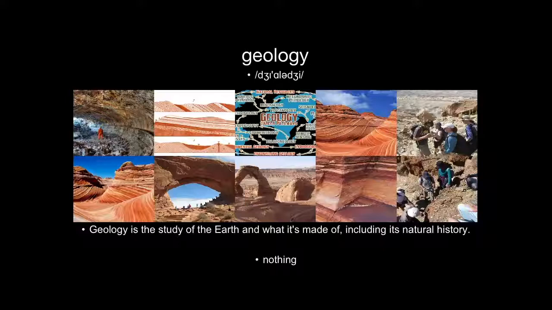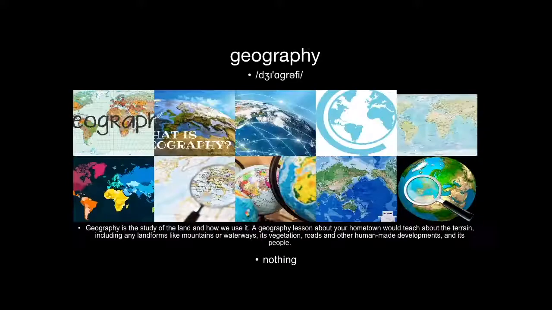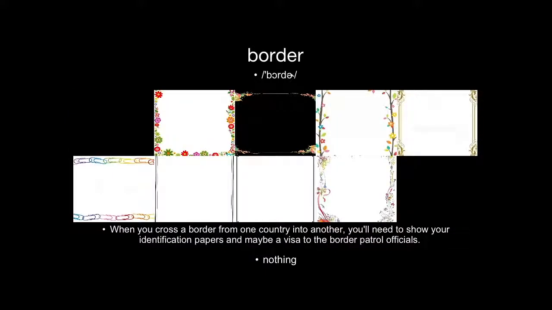Geology. Geology is the study of the earth and what it's made of, including its natural history. Geography. Geography is the study of the land and how we use it. A geography lesson about your hometown would teach about the terrain, including any landforms like mountains or waterways. Border. When you cross a border from one country into another, you'll need to show your identification papers and maybe a visa to the Border Patrol officials.